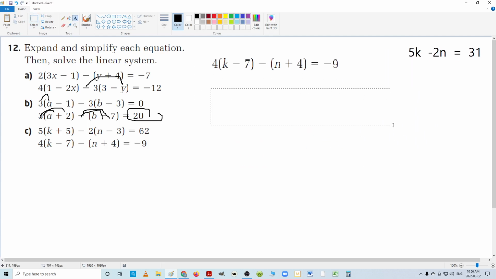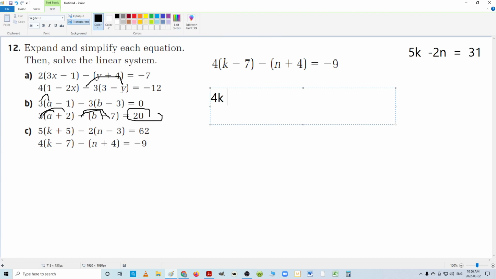Okay, let's look at the second line. 4 times k, 4k. 4 times minus 7, minus 28. Minus 1 times n, minus n. Minus 1 times plus 4, minus 4. Notice I just took the bracket and changed all their signs. Let's add the like terms. So I'm going to move this minus 28 over here. Notice that the minus 4 and the minus 28 are both minuses, so I can just keep the minus and add those numbers together.